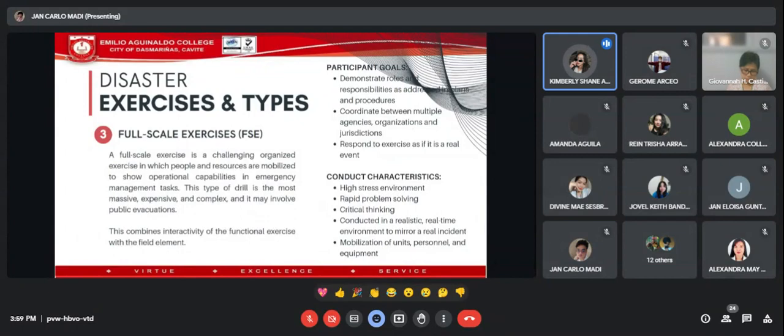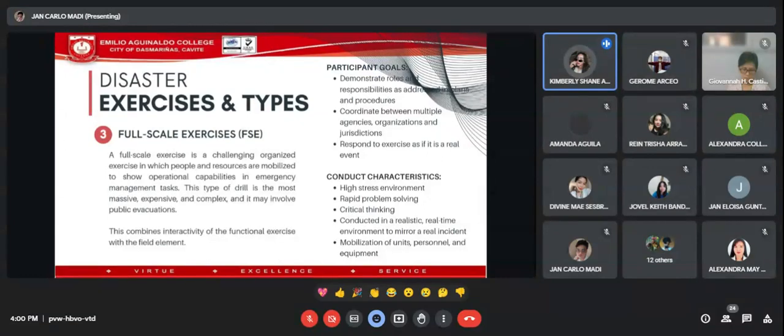So, yung last naman po is yung full-scale exercise. So, ito yung pinaka-last sa operation-based na exercises. So, dito sa full-scale exercise, meaning large-scale siya. And it is very challenging kasi it involves, ayun nga, from different agencies, organizations. Tapos, kailangan din dito ng malaking financial funds para magawa to. So, ayun nga, sabi nga, itong type ng drill na to, yung pinaka-massive, expensive, tsaka complex.